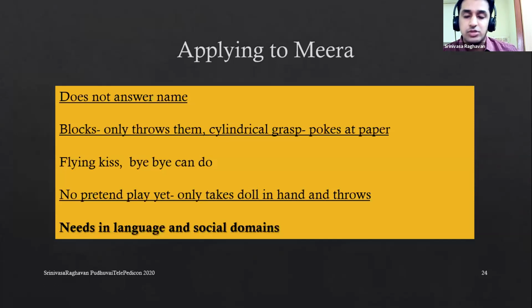She does not have strokes, but she's able to give a flying kiss. She's able to wave bye-bye. And when you give a doll, she only tries to throw the doll or bang the doll. She's not having pretend play yet. So what have we picked up? Definitely Meera has needs in language and social and probably cognitive domains, and this child has to be evaluated further.